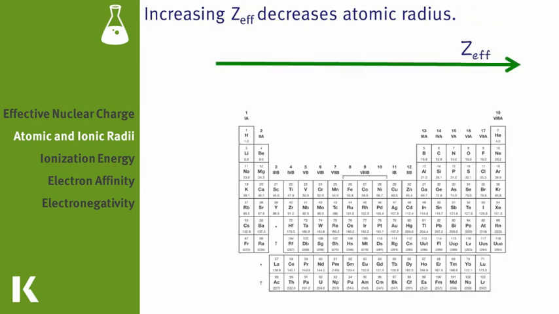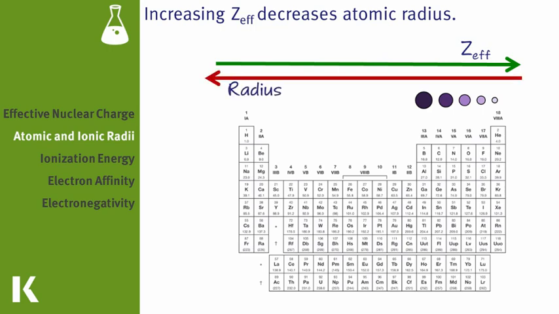We already determined that the effective nuclear charge increases from left to right across a period. That means that elements on the right side of the periodic table have stronger pull on their electron clouds, and therefore the radius of these elements decreases from left to right, and the elements with the largest radii are found on the left side of the periodic table.